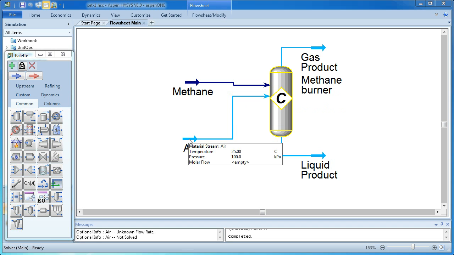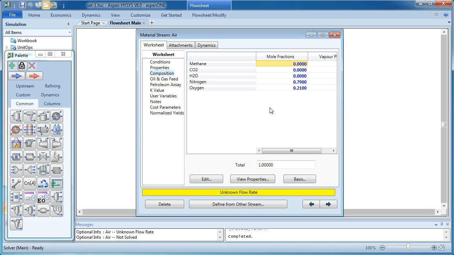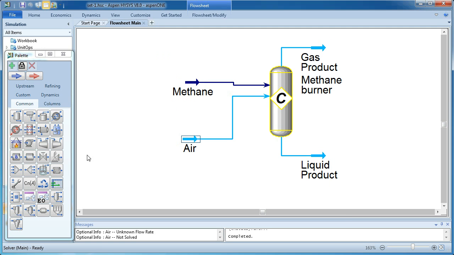The reaction that's occurring in here is the combustion of methane and oxygen to produce a gaseous product. So the air stream has been specified with a composition of 79% nitrogen and 21% oxygen. So we've manually specified those compositions. It is possible to use an air stream in HYSYS, but we're not going to do that. And then what we're going to use is the adjust block, the set block.